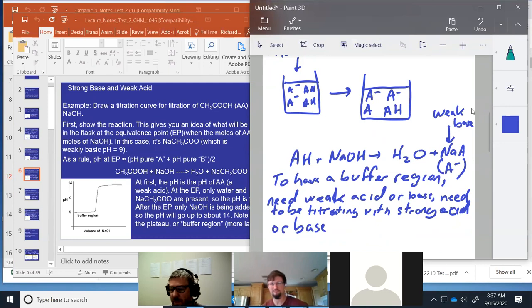So what I'm saying is that down here on the x-axis, that needs to be a strong acid or base, and you need to be adding it to a weak acid or base. And if you're doing that, then you're always going to get this buffer region in here.